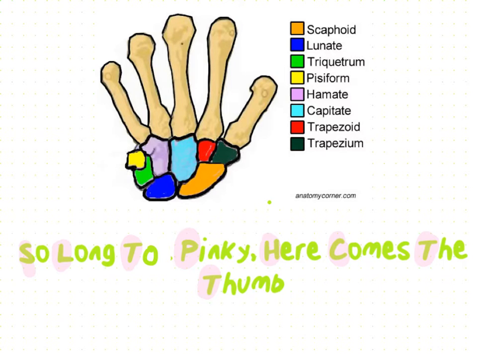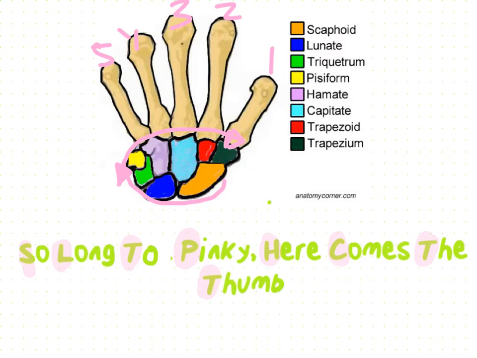So long to pinky, we're going, let's change that color to pink. So we're going towards the pinky, right? So long to pinky. Here comes the thumb. And then we're going this way, okay? Oh, and this is digit 1, 2, 3, 4, 5. So what I mean by it follows a directional term, okay? So scaphoid is this orange one right here. Then it goes to lunate.